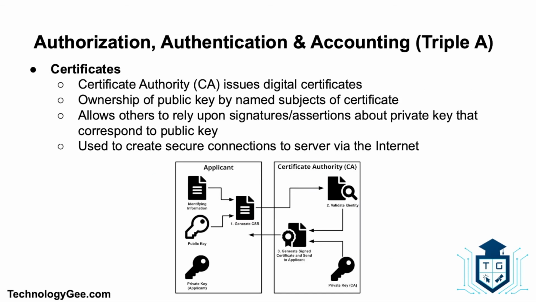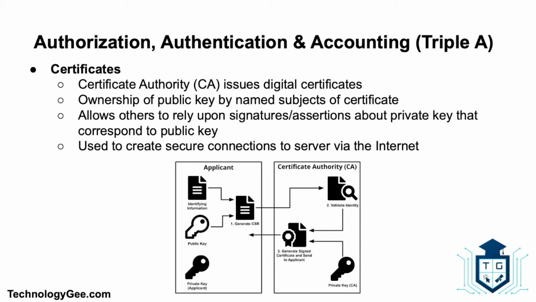Next, we have certificates. So in cryptography, a certificate authority, also known as a CA, is an entity that issues digital certificates. A digital certificate certifies the ownership of a public key by the named subject of the certificate. This allows others, or relying parties, to rely upon signatures or on assertions made about the private key that corresponds to the certified public key.